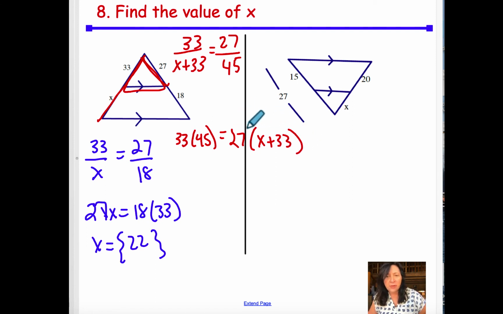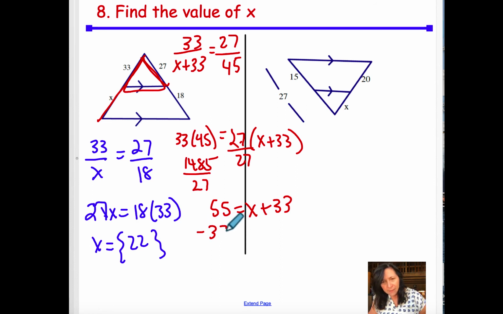I'm going to distribute. Actually, I'm going to divide by 27 first. So I'm going to go 33 times 45, and that equals 1485. And I'm going to take that 1485 and divide by 27. And I get 55. And so I have 55 equals x plus 33. I'm going to subtract 33, and I get x is equal to 22 again. So I understand that the way I did that was a little bit longer. I just prefer doing it that way.